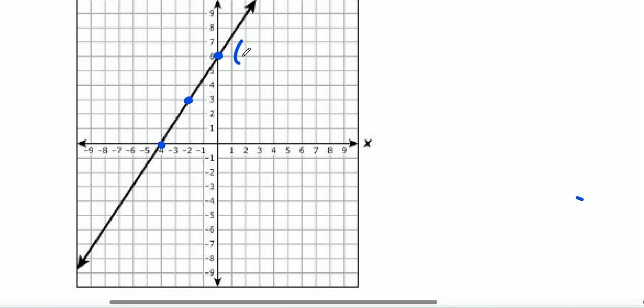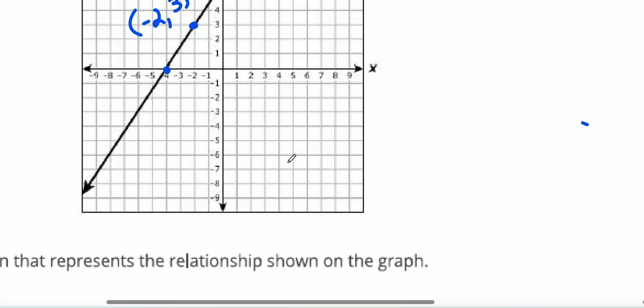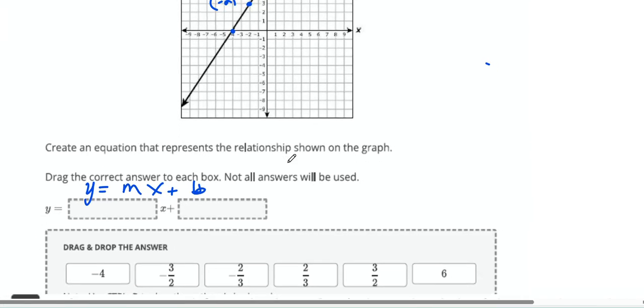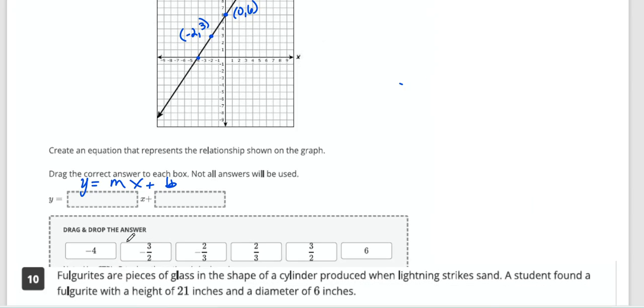This right here is 0, 6. That right here is -2, 3. I'm going to use those two right there, -2, 3, and 0, 6. Now I'm trying the calculator. You probably have to do some tricks here, but we're fine.